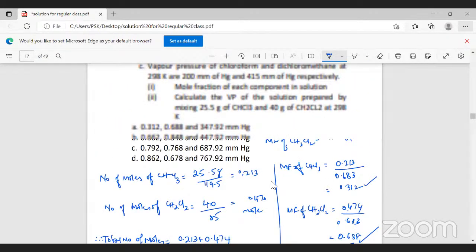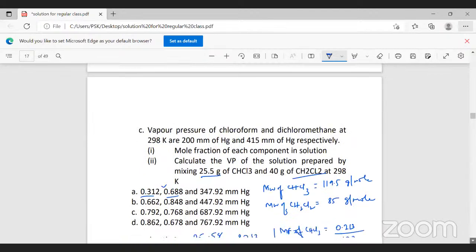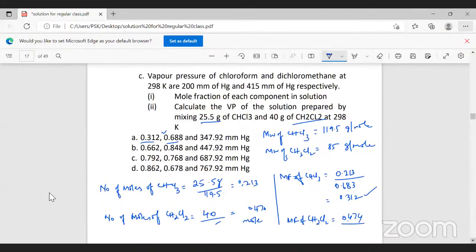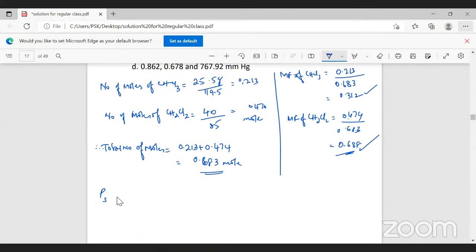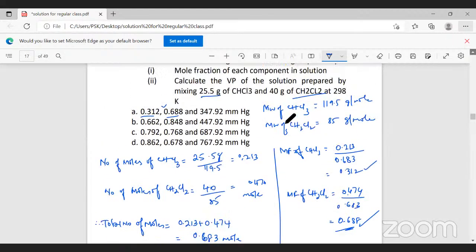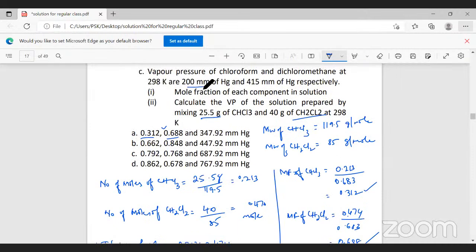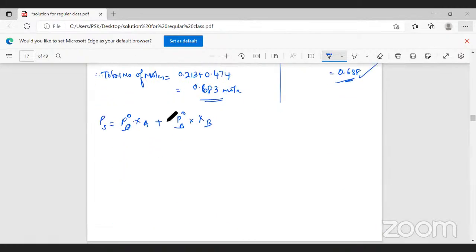They've asked you to calculate the vapor pressure of the solution prepared by mixing this. What will be the vapor pressure of the solution? We know it will be the vapor pressure of pure component A into the mole fraction of A, plus the vapor pressure of pure component B into the mole fraction of B. The question gives the vapor pressure of pure chloroform as 200 and of dichloromethane as 450.